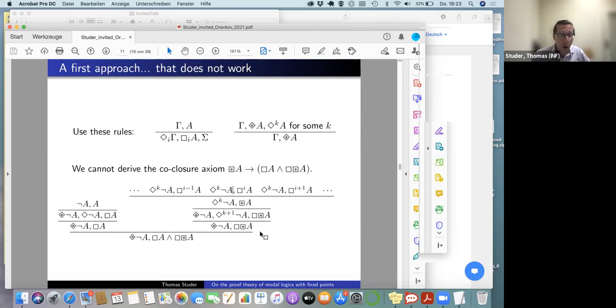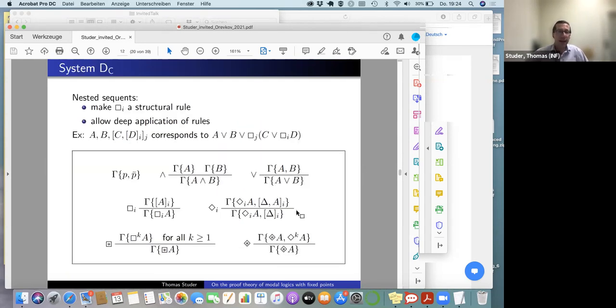So the problem here is that in a way we have to choose the K already here before we apply the common knowledge rule. What we should do is first do all these omega many branches, and then on each branch choose a different K, namely one that matches the number of boxes. And then we would have a system that is complete. And this is exactly what one can do if one uses deep inference or nested sequents.